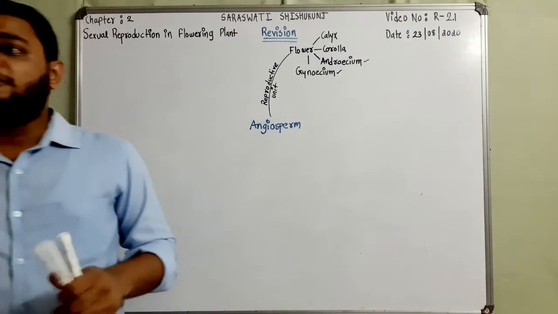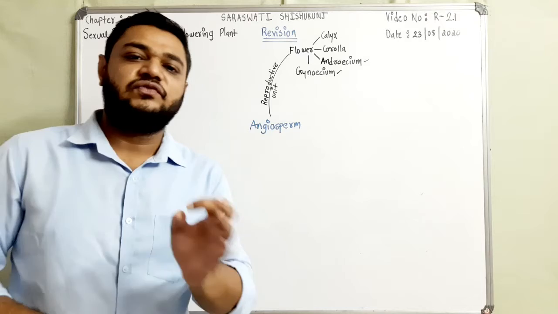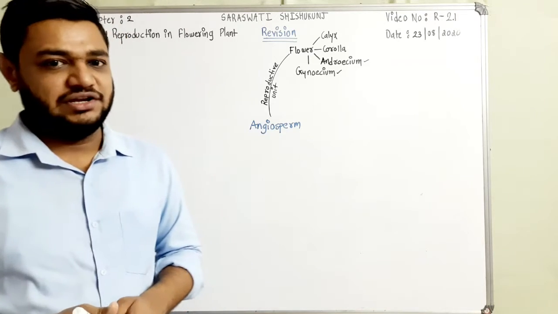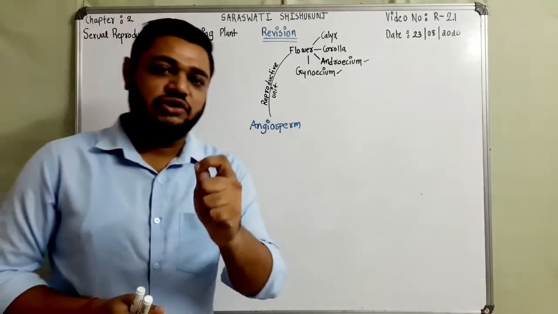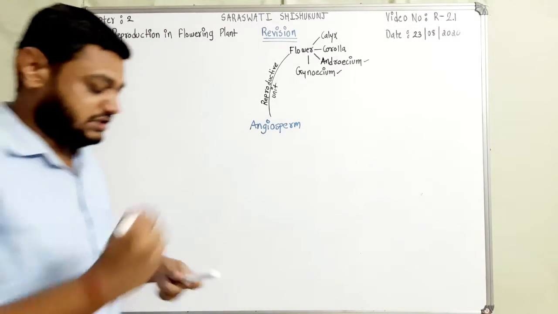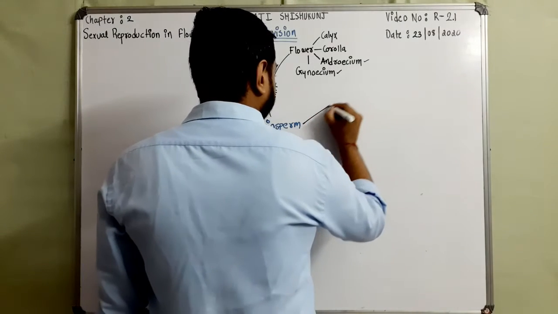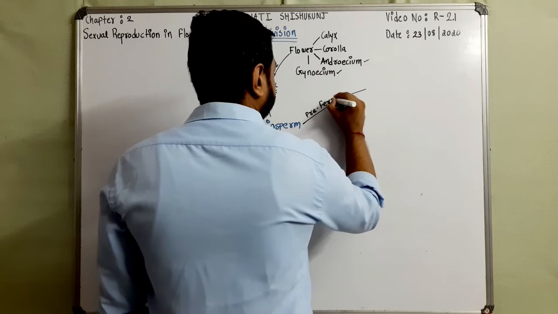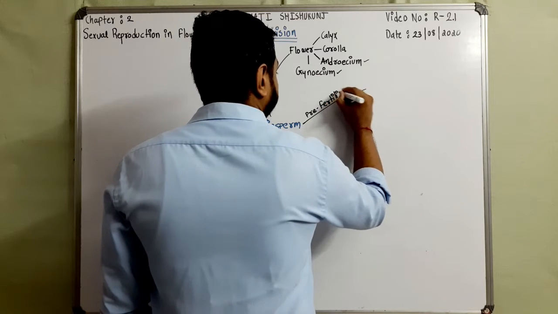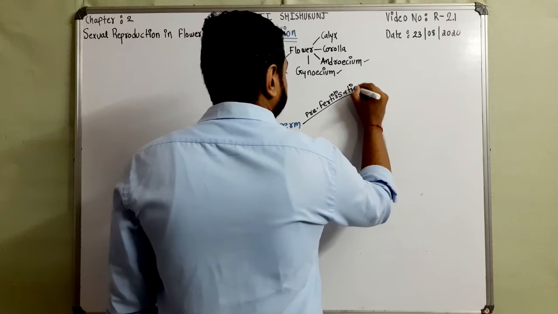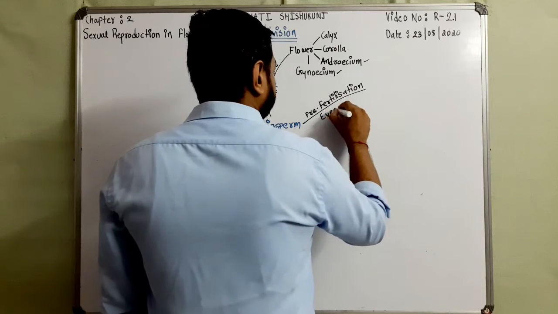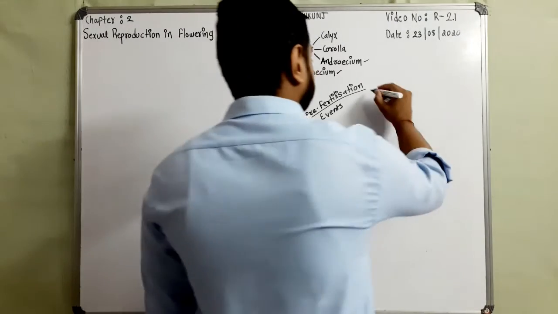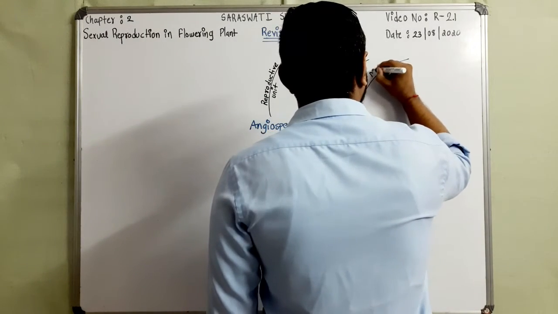In sexual reproduction, there are three events: pre-fertilization events, fertilization events, and post-fertilization events. When we talk about the pre-fertilization events, we are concerned with formation of gametes and transfer of gametes, as we have studied in chapter 1. In pre-fertilization events, let's start with the male gametophyte.